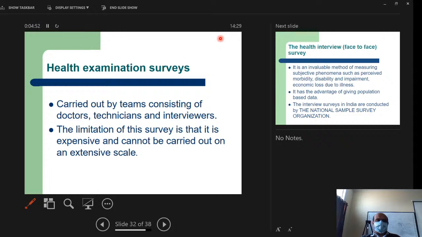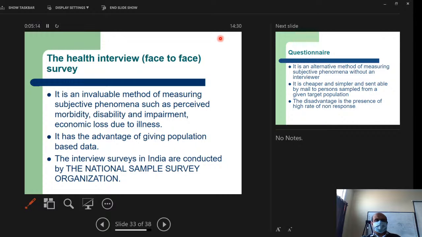Health examination survey is carried out by a team consisting of doctors, technicians, and interviewers. The limitation of this survey is that it is expensive. It cannot be carried out on an extensive scale. Health interview surveys.